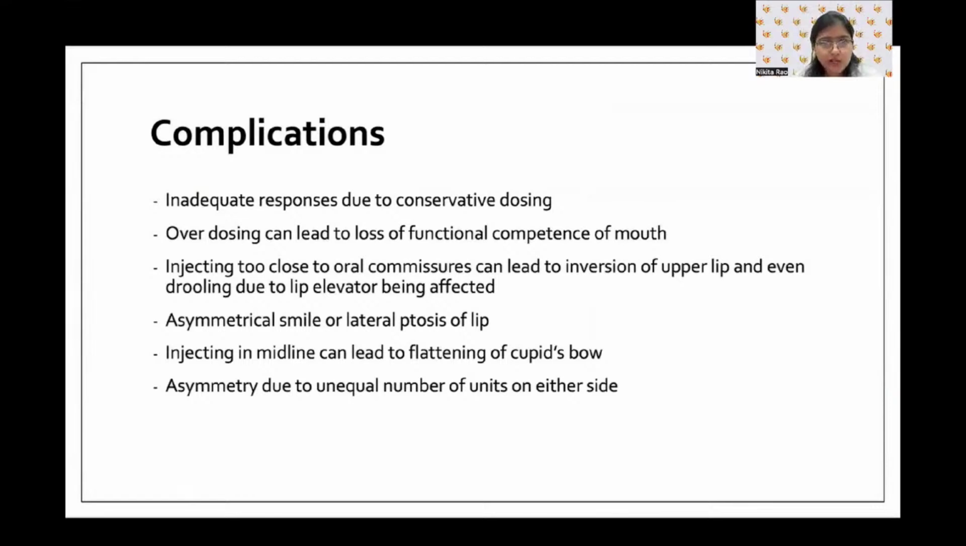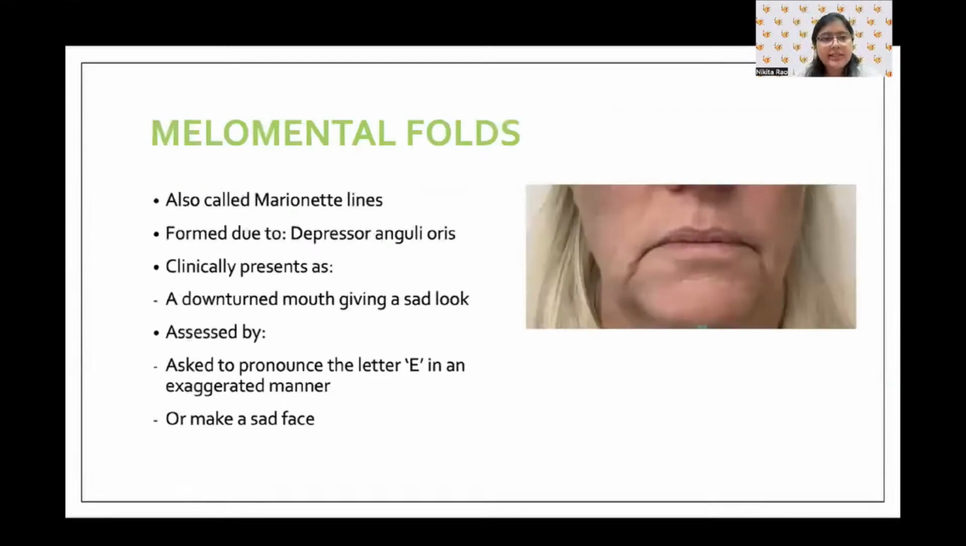Injecting too close to the oral commissure can lead to inversion of the upper lip and even drooling due to the lip elevators being affected. Asymmetrical smile, flattening of the cupid's bow, or asymmetry due to unequal number of units on either side are other complications. Next, we come to the mentolabial folds, which are also called marionette lines or puppet lines, and are formed by the muscle depressor anguli oris, which presents clinically as a downturned mouth, giving the patient a resting sad look.